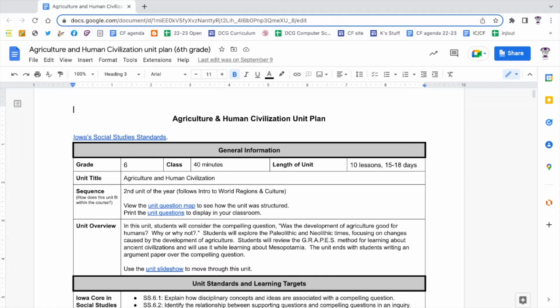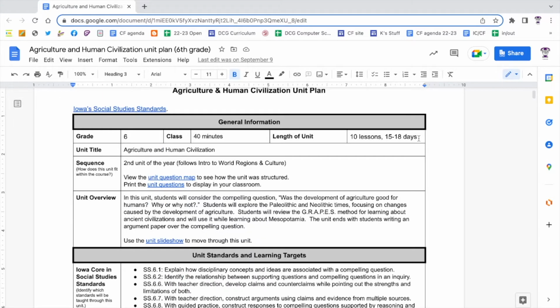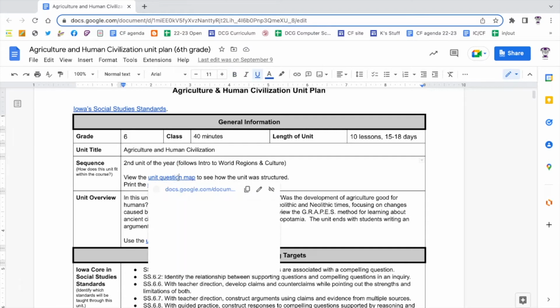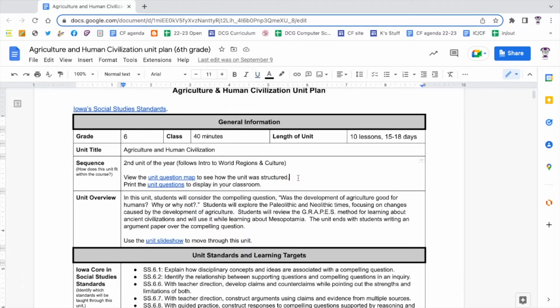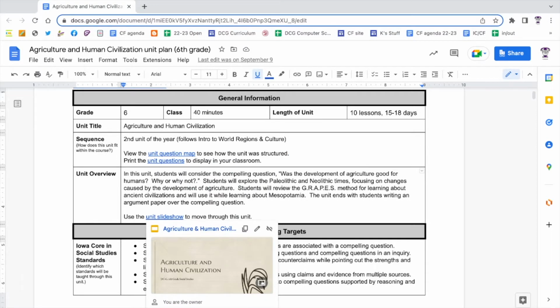This is the second unit for 6th grade social studies and follows our Intro to World Regions and Culture unit. This unit has 10 lessons and should take somewhere between 15 and 18 days to complete. There's a unit question map that you can access to see the structure of the compelling and supporting questions, and there's also a unit slideshow to help you move through the unit.